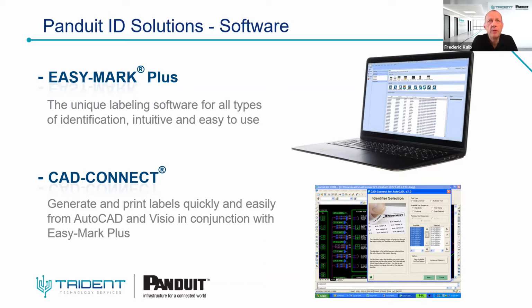In addition to EasyMark Plus, we offer also CAD Connect, the one at the bottom of the slide, which is an additional module which allows the customers who are using AutoCAD or Visio to increase their efficiency by extracting directly the data from the design software and bringing it directly into EasyMark Plus. That's really a great way to improve your efficiency when it comes to creating labels.